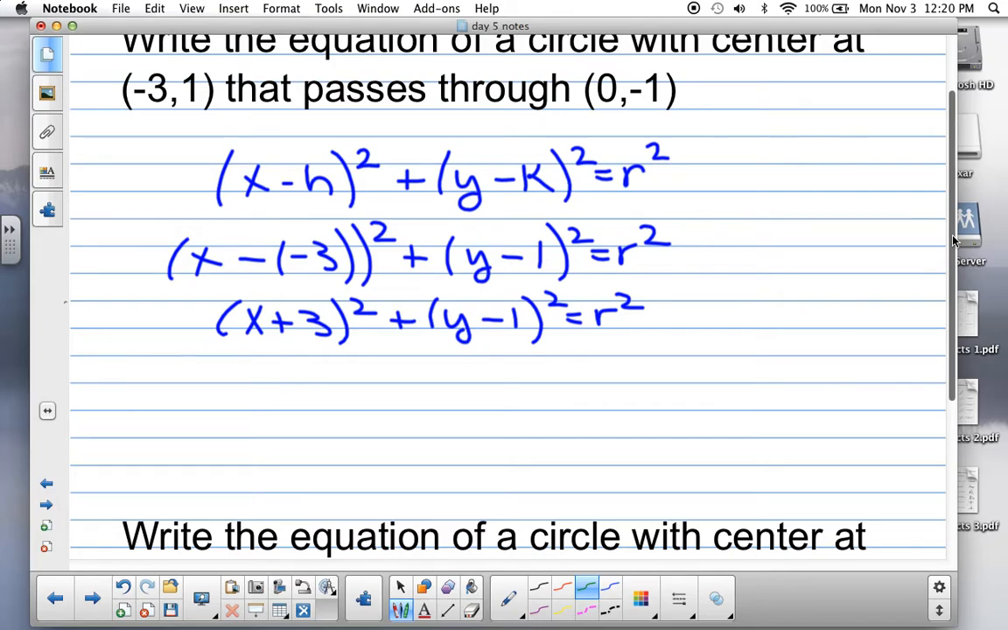Not for h and k, but for what? If it's an ordered pair, for x and y. So I can take that point that's on the edge of the circle and substitute it in for x and y, and then I will be able to solve for r.